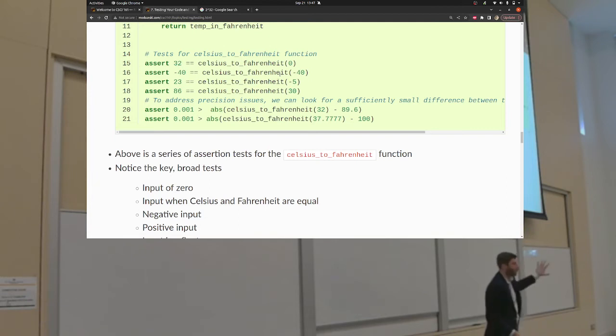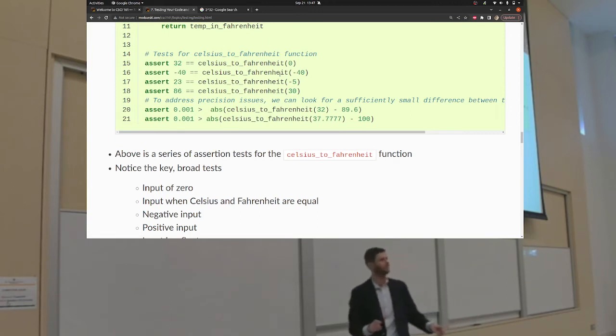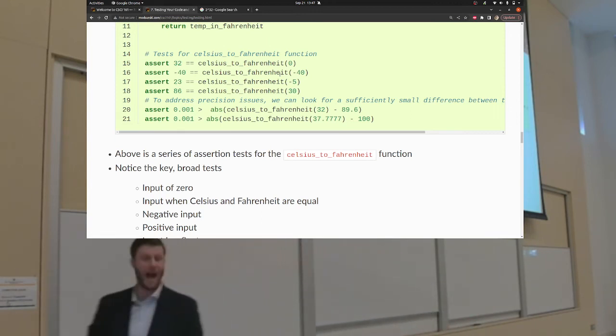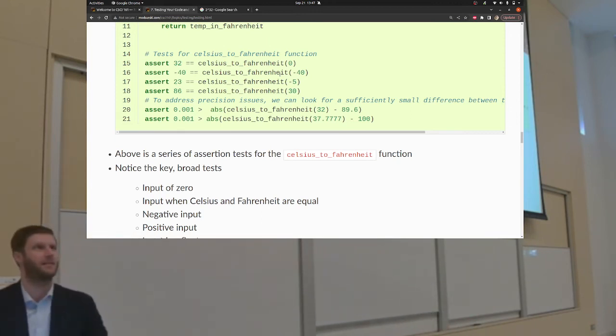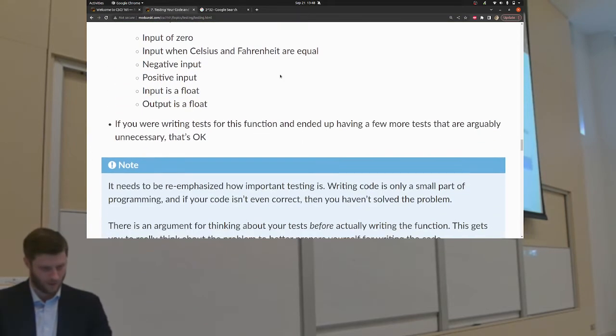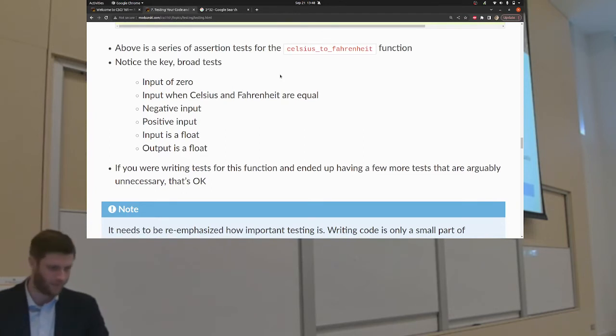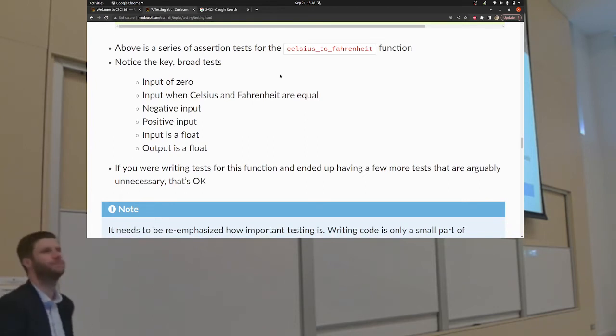Alternatively, if you know this one's correct, and you run this one and it keeps failing, well, you know the issue is with the function you just wrote using that function. Any last questions about these tests? All right. Notice the broad tests: input 0, when Celsius and Fahrenheit are equal, negative input, positive input, input is a float, output is a float, whatever. Cool.